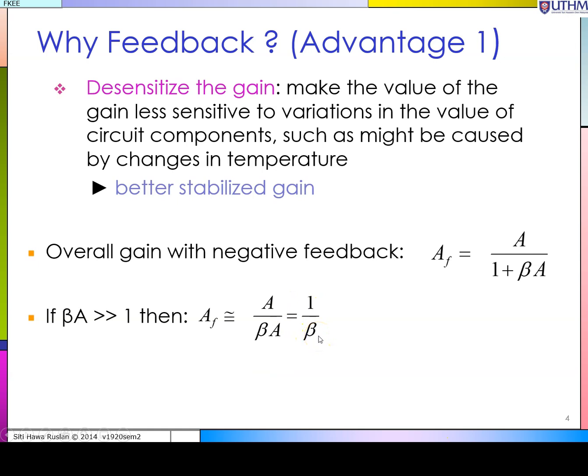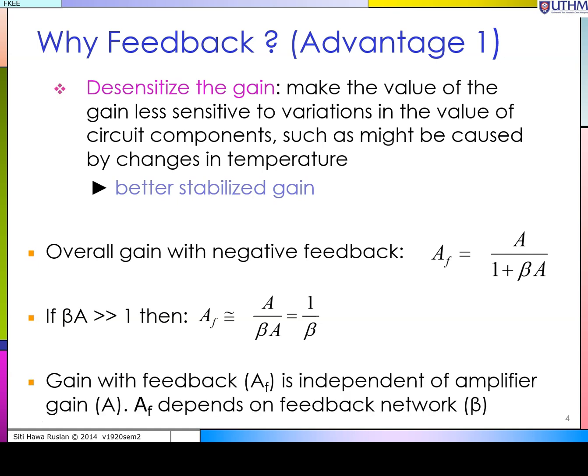What this means is your overall gain AF just depends on the feedback network. It doesn't depend on the amplifier being used in the circuit. The A is not there, so it just depends on the beta. Usually the beta, which is the feedback network, consists of just resistors. A resistor is a very stable element in an electric circuit. So that's why we use negative feedback: even though the gain is reduced, the circuit is more stable.